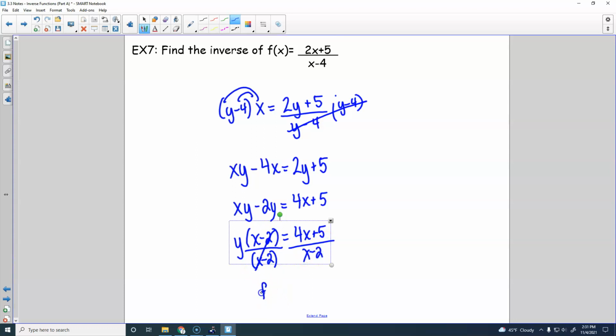So we end up with our inverse function is 4x plus 5 over x minus 2. And depending on which side you move stuff to, yours may look slightly different than that. You might have some negatives in different places, but it should still be equivalent, where if you multiply top and bottom by negative 1, you get the same.